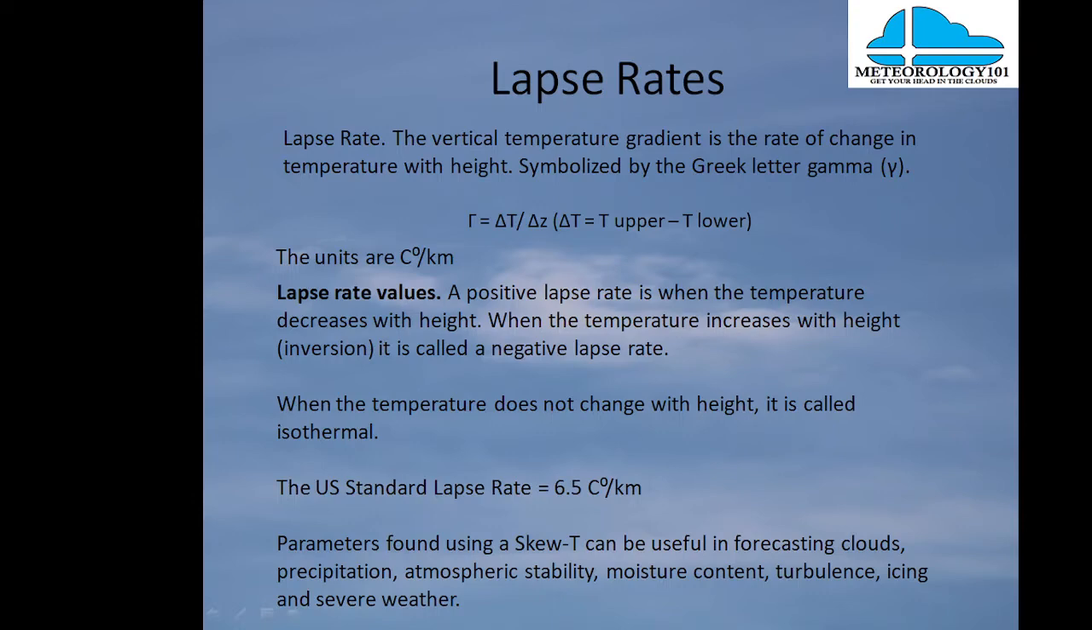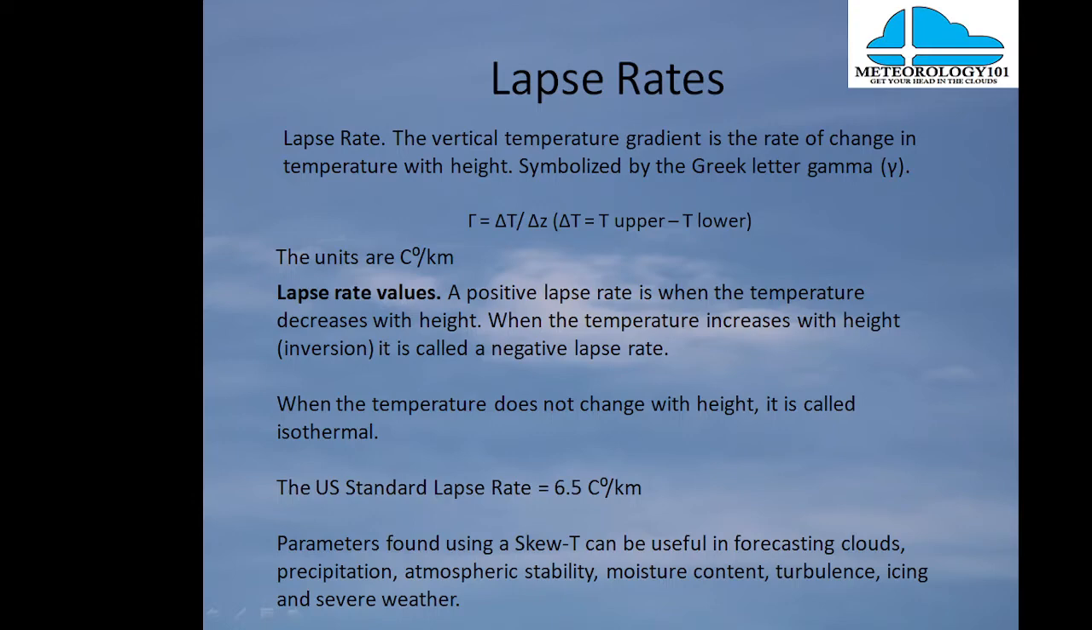When the temperature does not change with height, it's called isothermal. So it's just a straight line up on the SCU-T, no change in temperature. The parameters found on SCU-T can be used for forecasting clouds, precipitation, atmospheric stability, moisture content. We talk about that, turbulence, icing, severe weather.